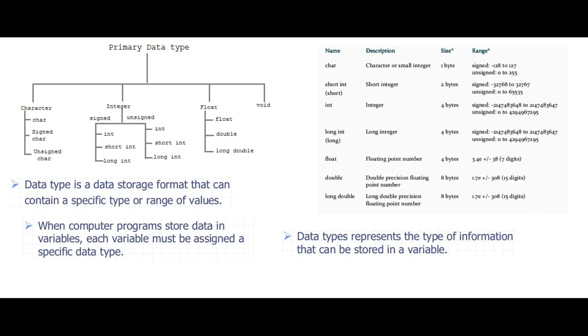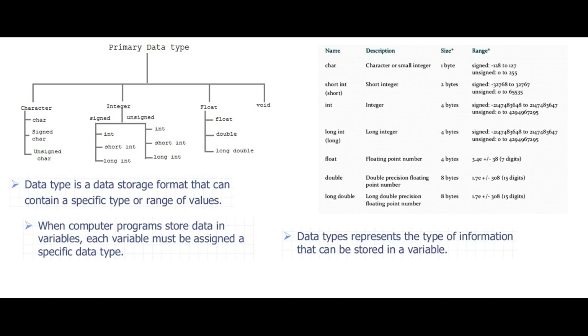Void is a null. Every data type has its own size depending upon its characteristics and the range it can hold. Here, range represents the amount of value it can hold. Here, the size and range of all the data types are shown.